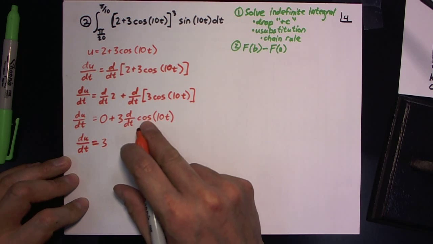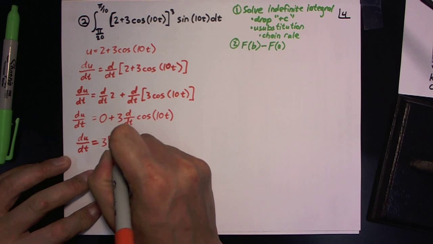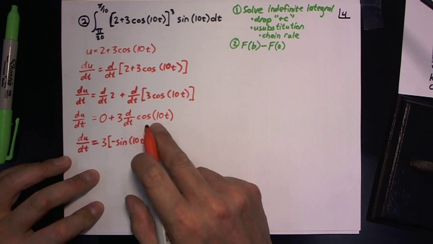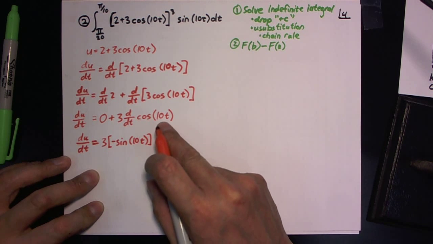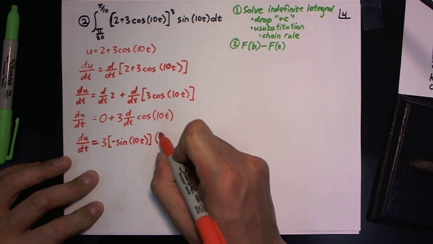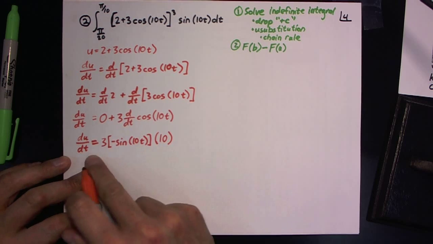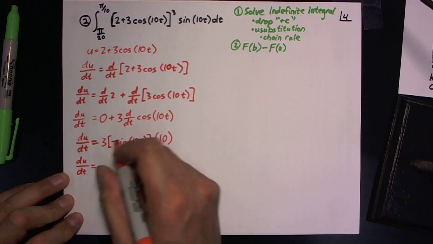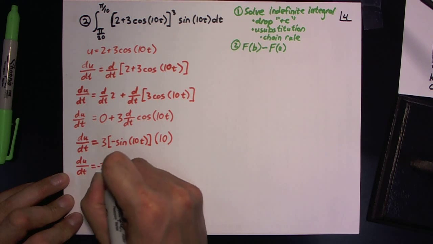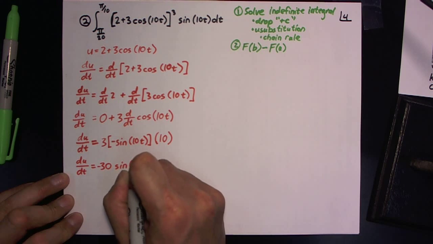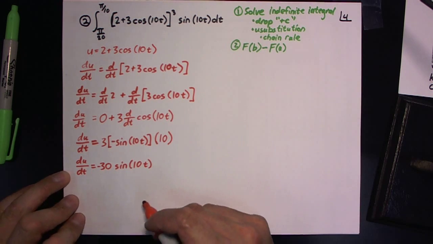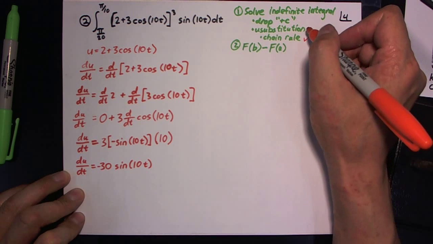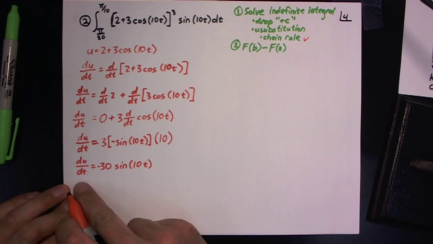Derivative of cosine is negative sine. And then derivative of the inner function, that is 10t, is just 10 to the 0 times t to the 0th power. Alright, clean this stuff up a bit. And we're done taking the derivative. So we use the chain rule. And we are almost done with our u substitution.